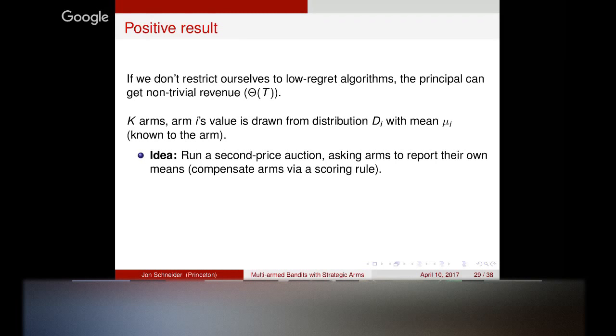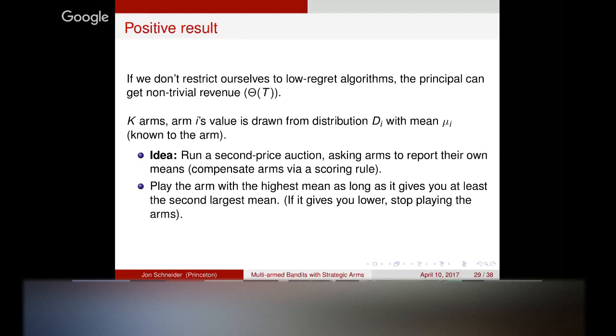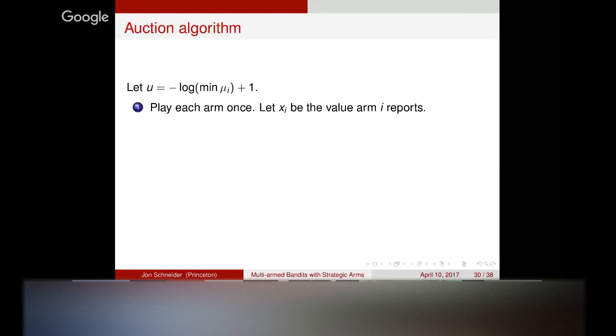And the main idea is just to run some sort of second price auction: ask the arms to report their own means, giving you that amount per turn for a while, and then compensate them via some scoring rule. And once you've done that, you play the arm with the highest mean as long as it gives you something as big as the second largest mean. If it gives you lower, stop playing that arm forever. Do something else for the rest of the time, or you can play other arms.